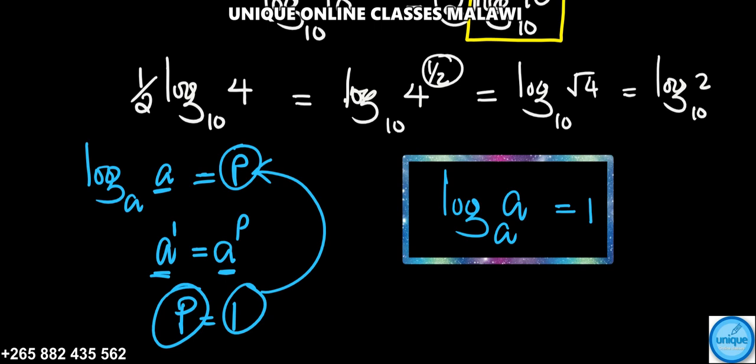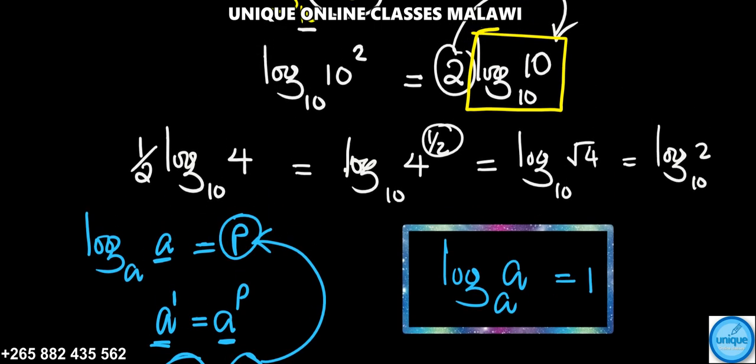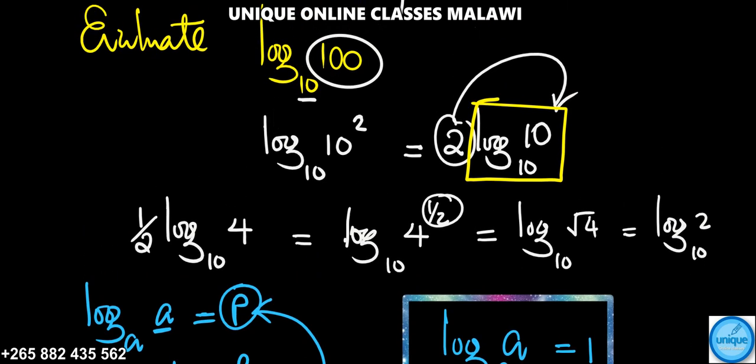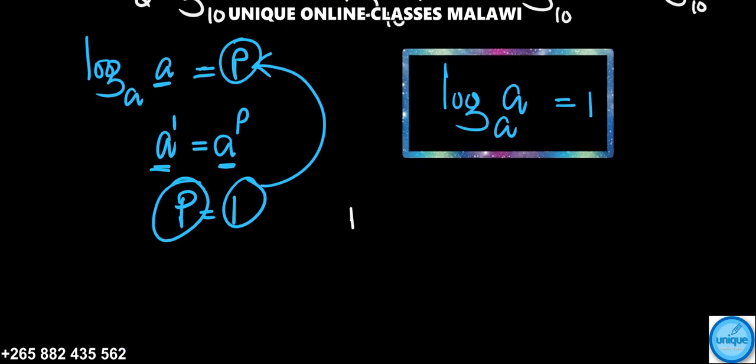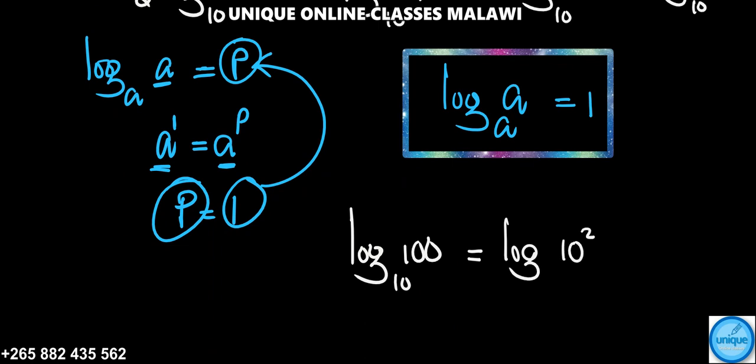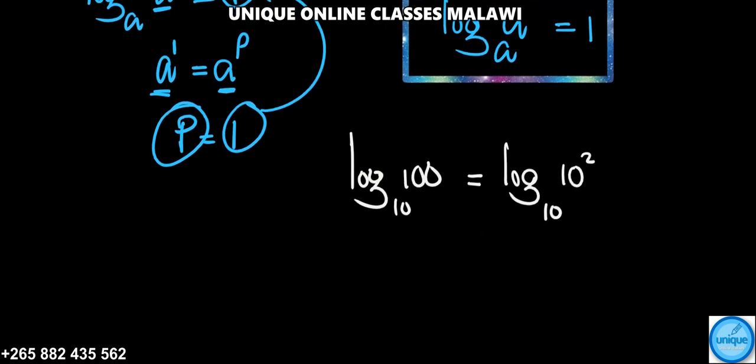So we can go back to this one here. Evaluate log of 100 base 10. This can be written as log of 10 power 2, which is 100, and this is base 10.